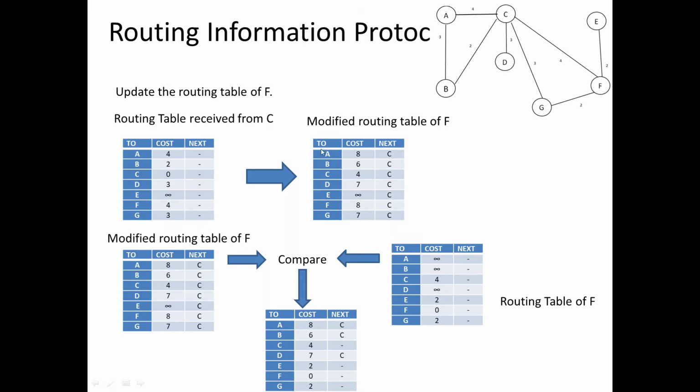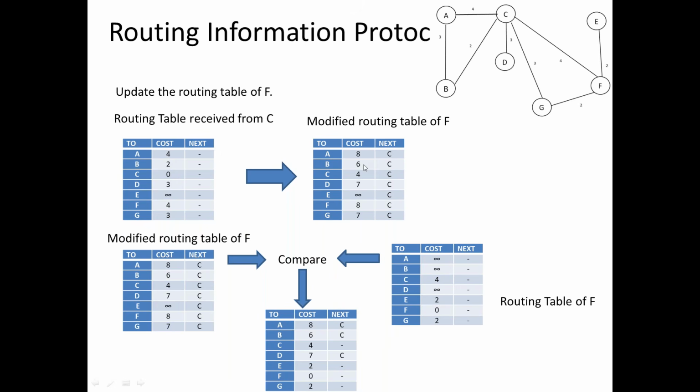Now I need to modify the routing table of F using this routing table received from C. Modification is nothing but, in the next column, for all the rows, you have to place the value C, which means that from F through C, I'm going to all the nodes. From F to C, the cost is 4. So in the cost column, add 4 to all the values. A is 4, so make it A8.